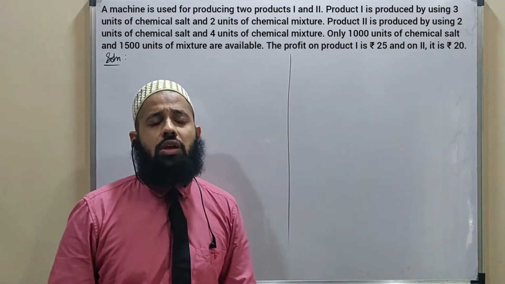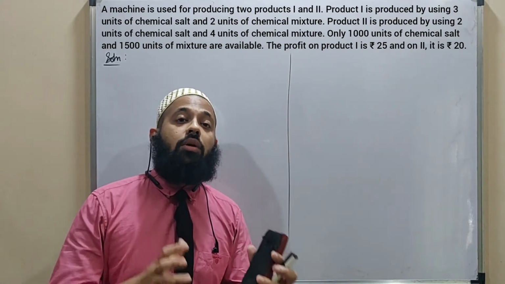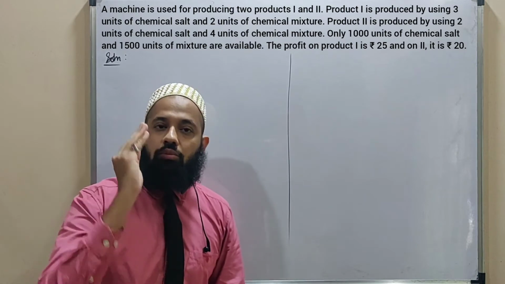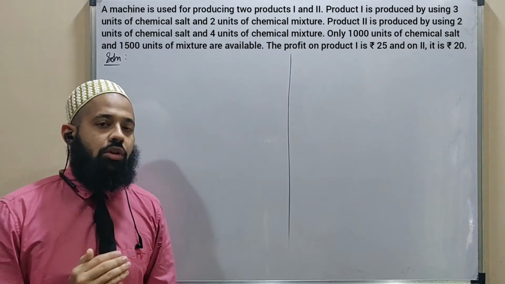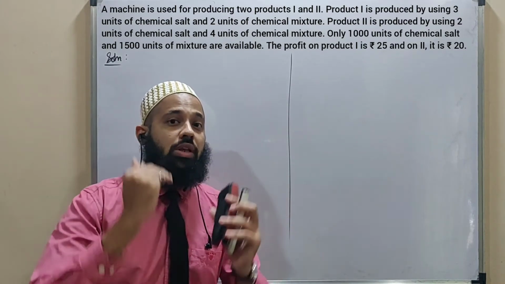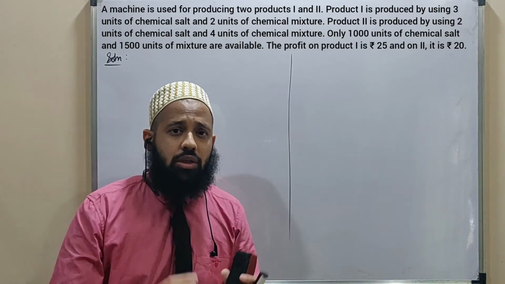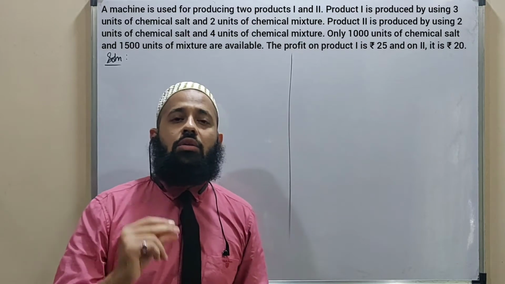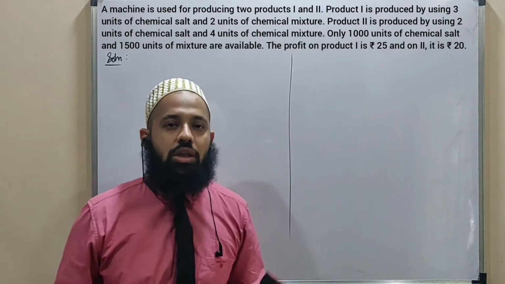There is product 1, there is product 2, there is chemical salt, there is chemical mixture. So all of this will get arranged into a proper matrix. In most of the problems, the technique that we will use will be the same. We will try to assume the decision variables and we'll try to tabulate everything. Once everything gets tabulated, it will be really easy. Like in a matter of seconds, you will be ready with the inequalities.